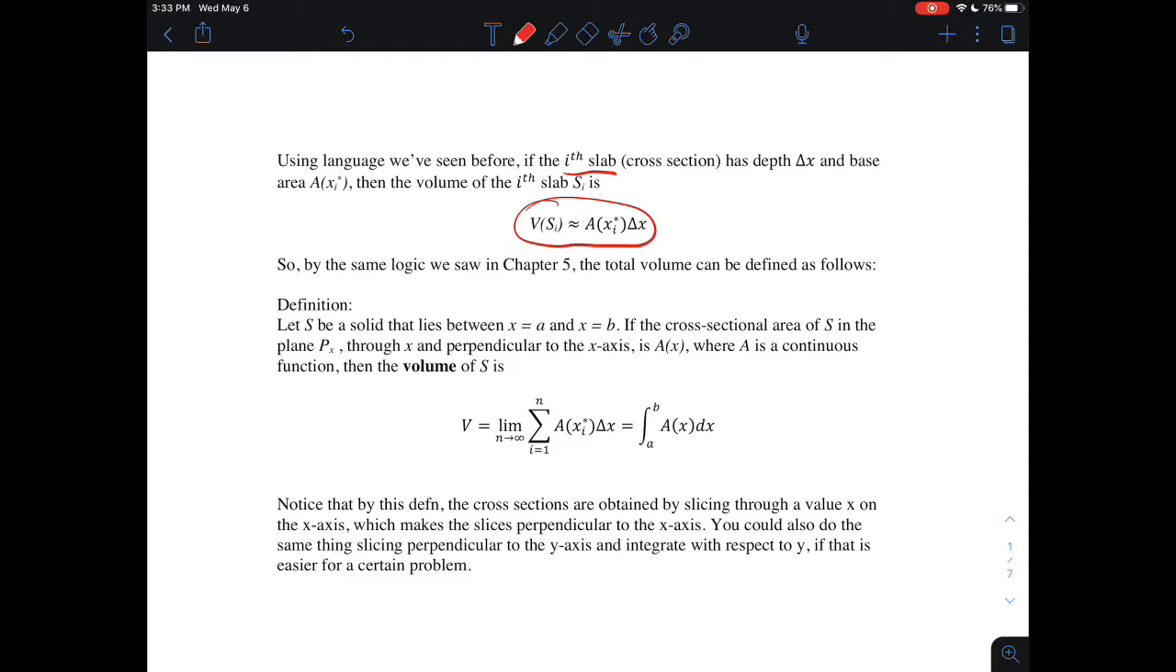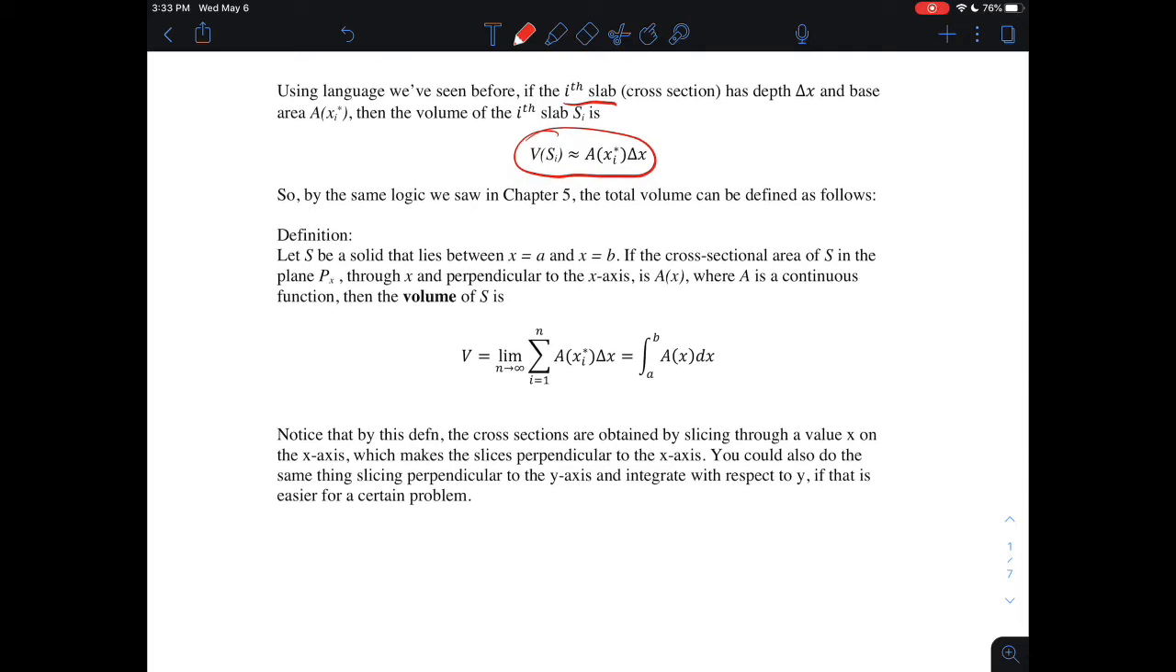Notice that by this definition, the cross-sections are obtained by slicing through a value x on the x-axis, which makes the slices perpendicular to the x-axis. You could also do the same thing slicing perpendicular to the y-axis and integrate with respect to y, if that is easier for a certain problem.